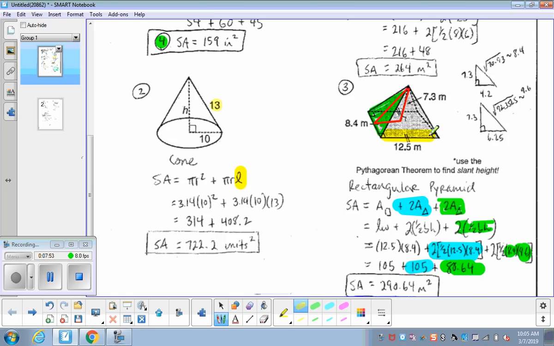Now the bottom is a rectangle that's just a length times width, and that's this part. And when you multiply 12.5 times 8.4, you get 105.